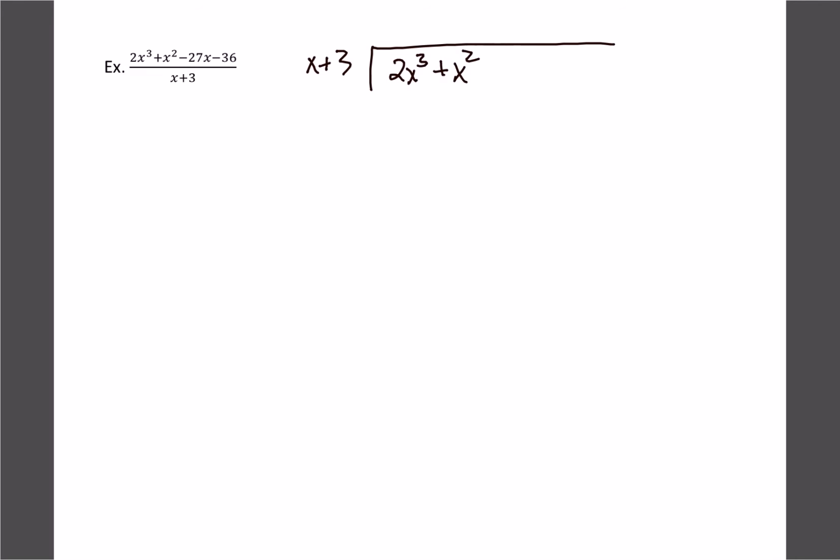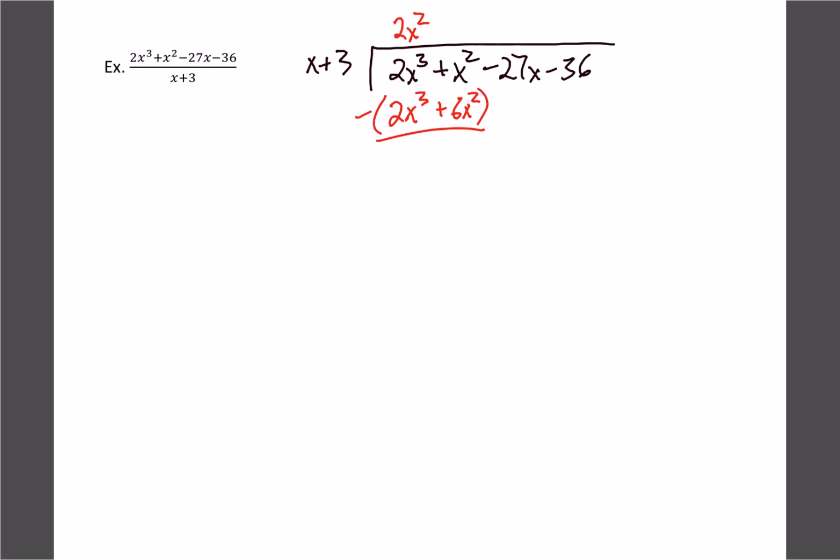This one is in order: x cubed, then x squared, then 27x minus 36, so that's good. Now we're ready to go. How many times does x go into 2x cubed? 2x squared. Multiply those out: 2x squared times x is 2x cubed, 2x squared times 3 is 6x squared.